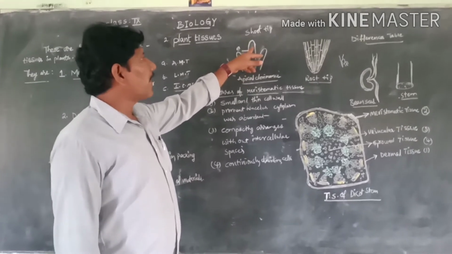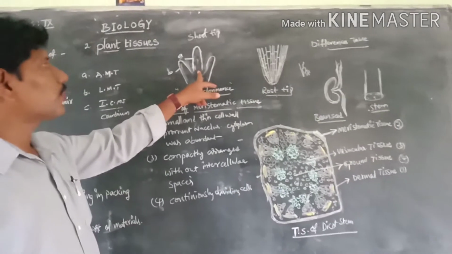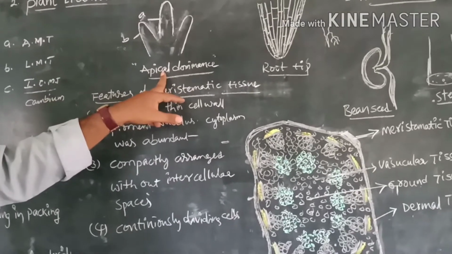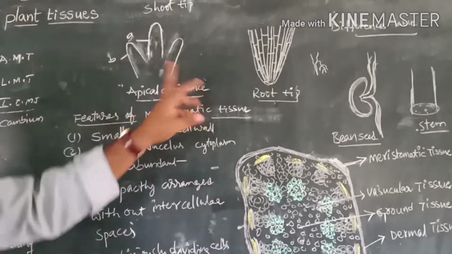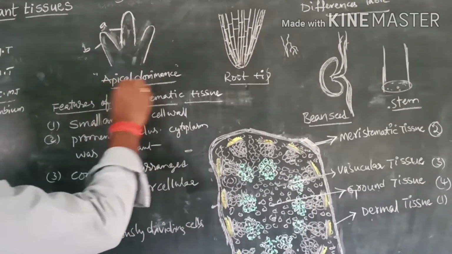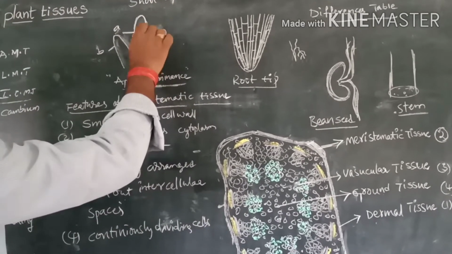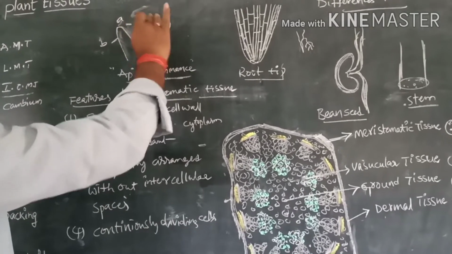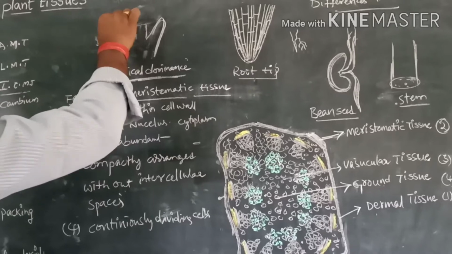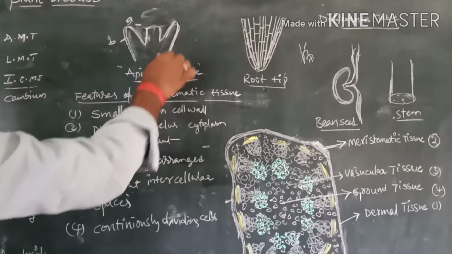Why, when we cut the plant's shoot tip, does it immediately stop growing and allow the side branches? It is because of a property called apical dominance. What do you mean by apical dominance? When we cut the apical portion, the dominant portion is removed, so it automatically allows the side or lateral branches to grow. This is called apical dominance.